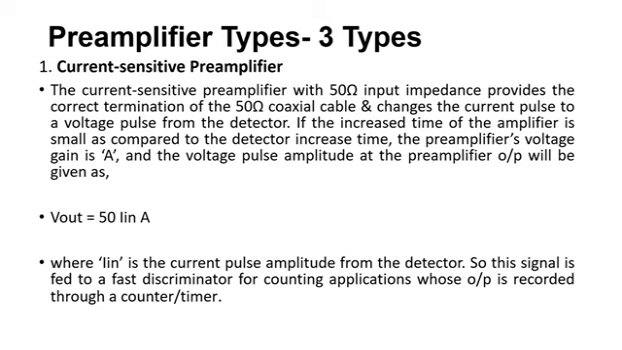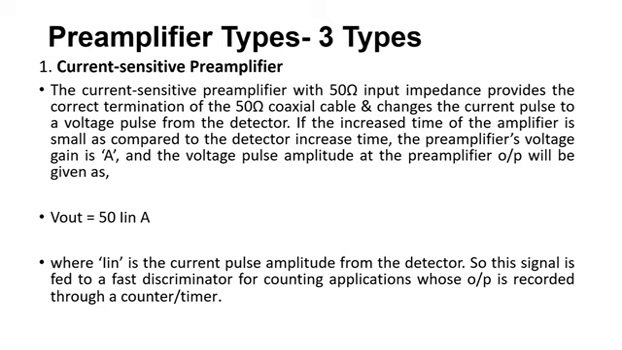Here this current sensitive preamplifier converts the current pulse into a voltage pulse from the detector through a coaxial cable of 50 ohms. If the rise time of the amplifier is small as compared to that of the detector rise time, then the preamplifier voltage gain is A, and the voltage pulse amplitude at the preamplifier output will be given as V out is equal to 50 times I_in. I_in is nothing but the input current in amperes. So this is how we calculate the output voltage.